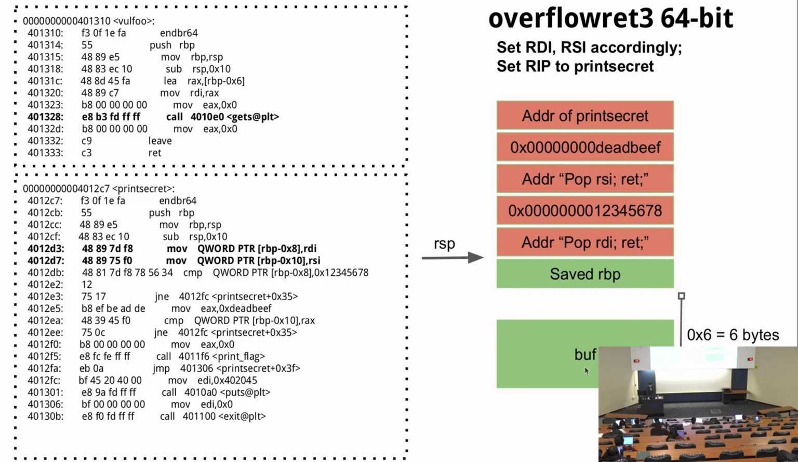So we overwrite from the buffer. Then we overwrite the saved RBP. However, those two values, we don't care. That's 6 plus 8 bytes, 14 bytes of basically garbage there. Then after that, this is where the return address originally was. Instead of directly overwriting this address with the beginning of print secret, we put the address of a gadget there. And that gadget is pop RDI, return. That gadget only has 2 instructions.